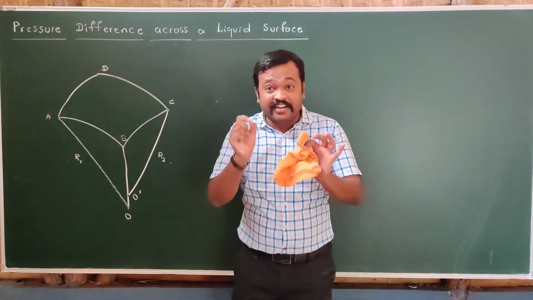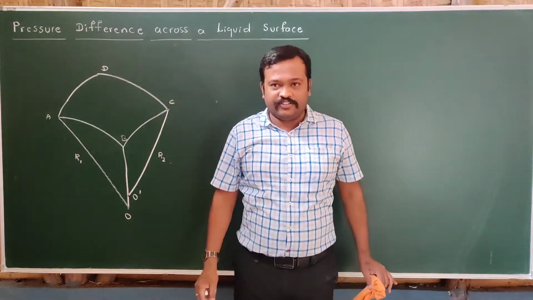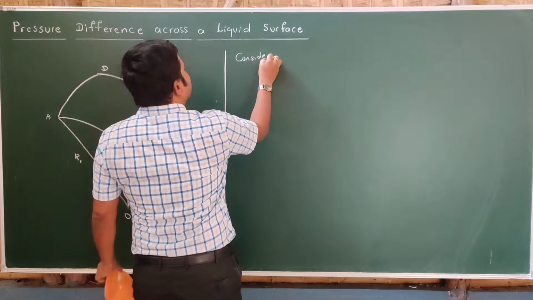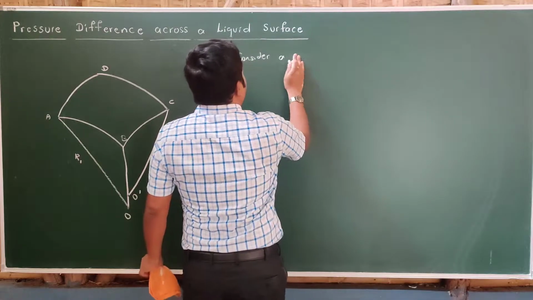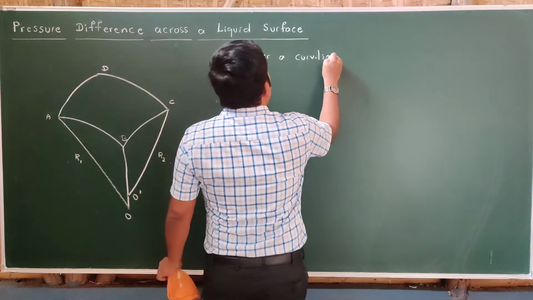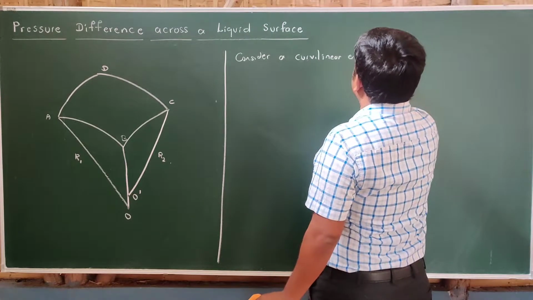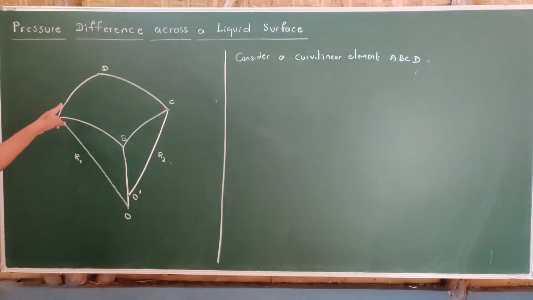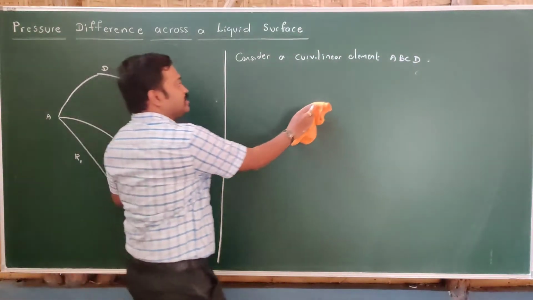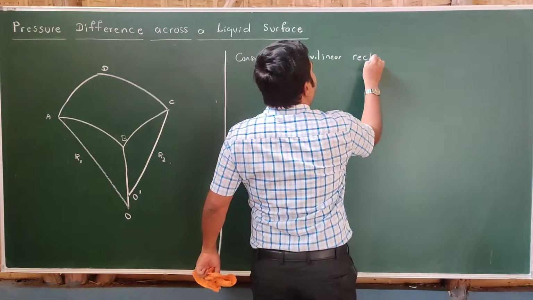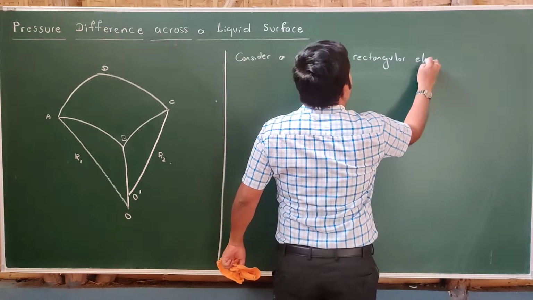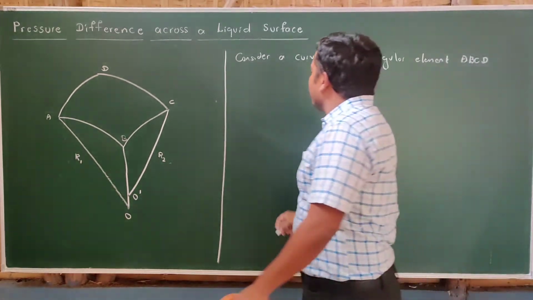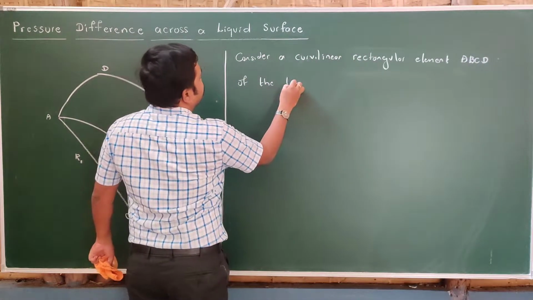So what have I taken? I have taken a rectilinear element of the surface. Let me write what I have considered here. Consider a curvilinear rectangular element. What is that curvilinear rectangular element? That is ABCD of the liquid surface.